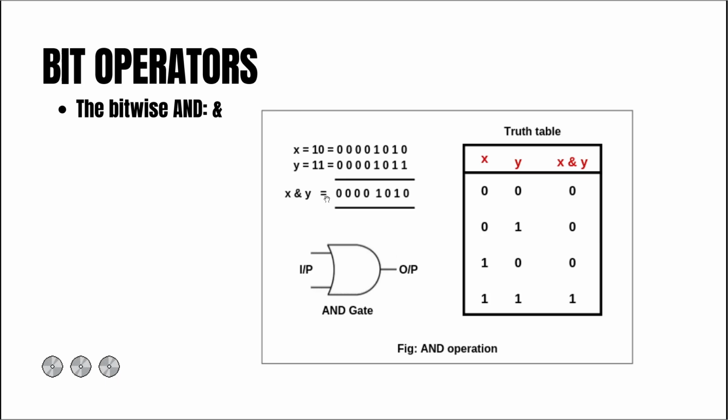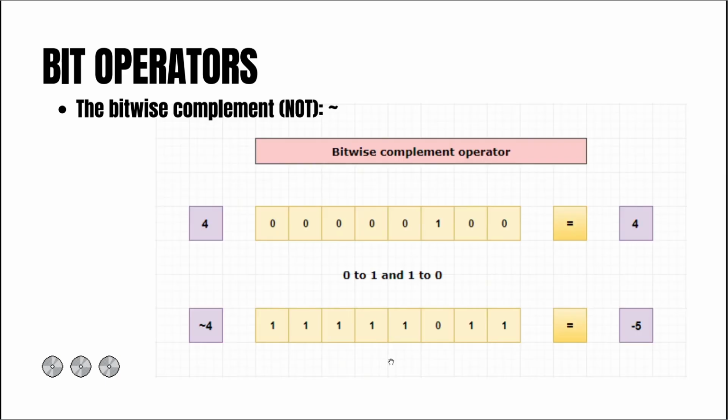So when we apply AND, we compare bit by bit and get the result 10. This is similar to the logical AND, where you can see the output is 1 only if both inputs are 1. Next is the bitwise NOT operator.